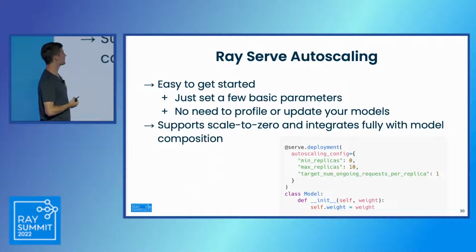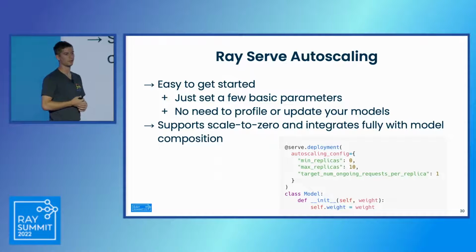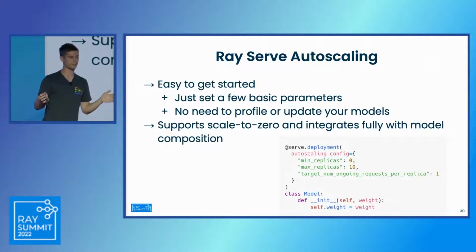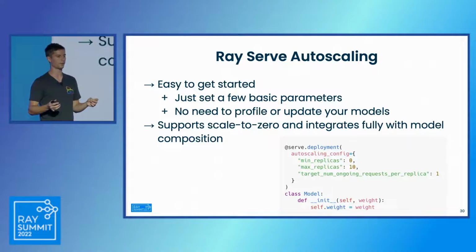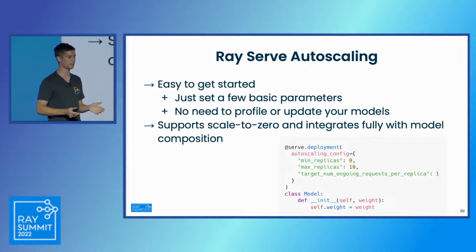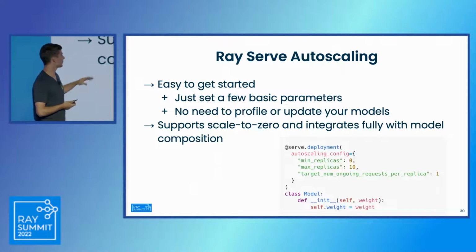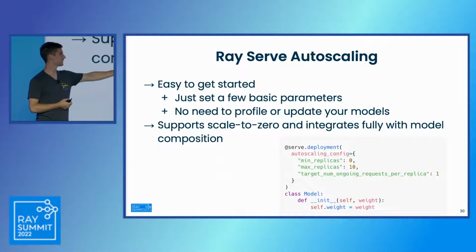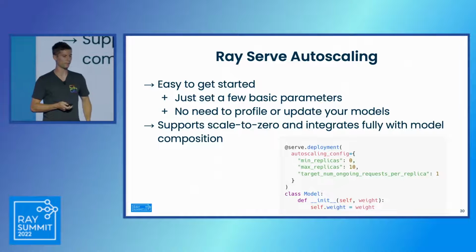And the key here is this is really easy to get started. All you have to do is set up a few basic parameters. You don't have to set up a metrics ingest stack. You don't have to profile your code. And you don't have to change your models or anything like that. And we also support scale to 0, and it integrates fully with model composition. So you can see a sample of an autoscaling config at the bottom.